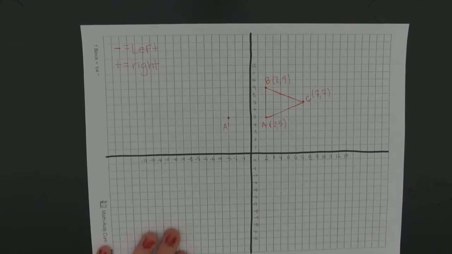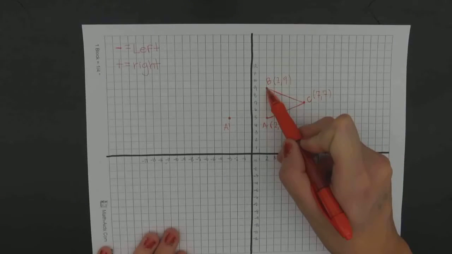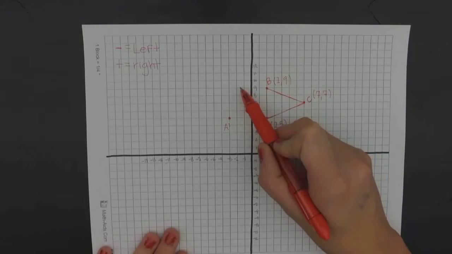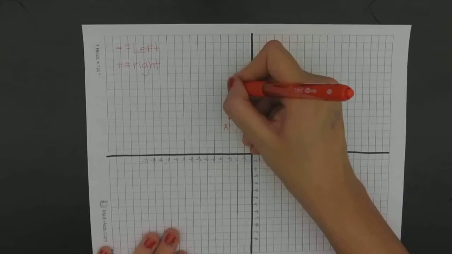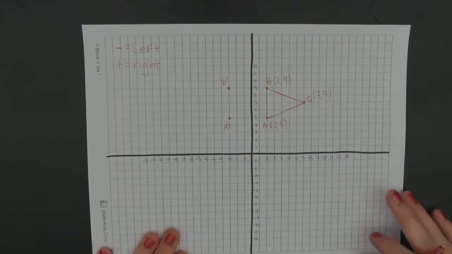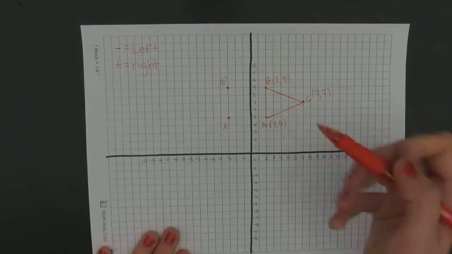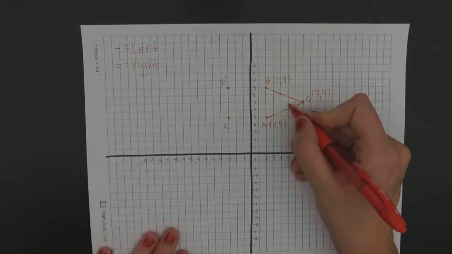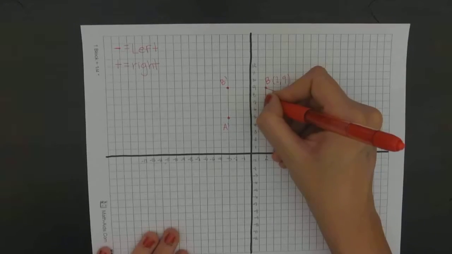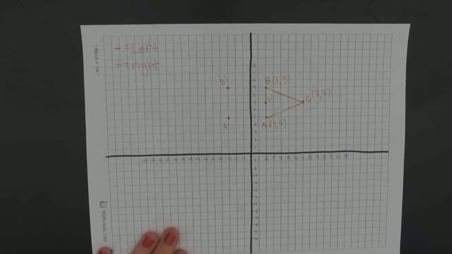Now I have to move every single point the same amount, so I'm going to do point B next. I'm going to move this one -5. 1, 2, 3, 4, 5. Point B prime is right there. And last but not least, I'm going to do C. Let's move C over 5. 1, 2, 3, 4, 5. Look, it's actually going to touch our original. So C prime is right there.